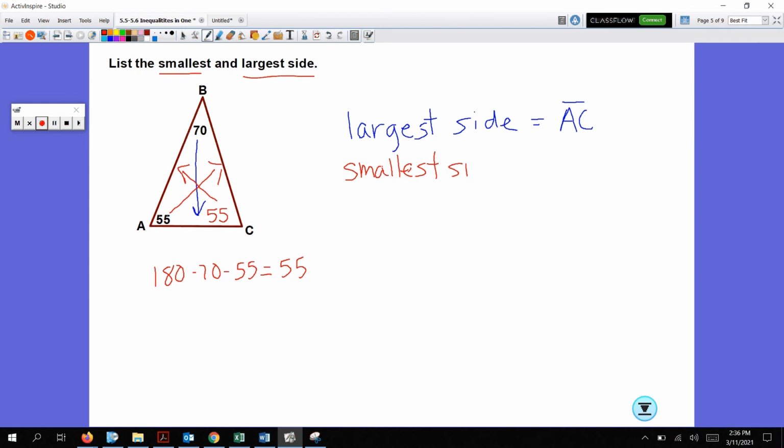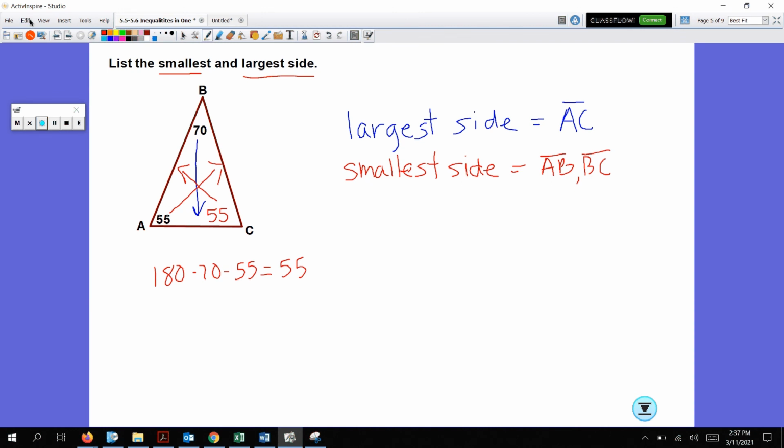Smallest sides, since they're equal, are AB and BC. All right, so don't let your eyes play tricks on you. These are the facts, kids. Trust that, okay? That's all it is for 5.5.